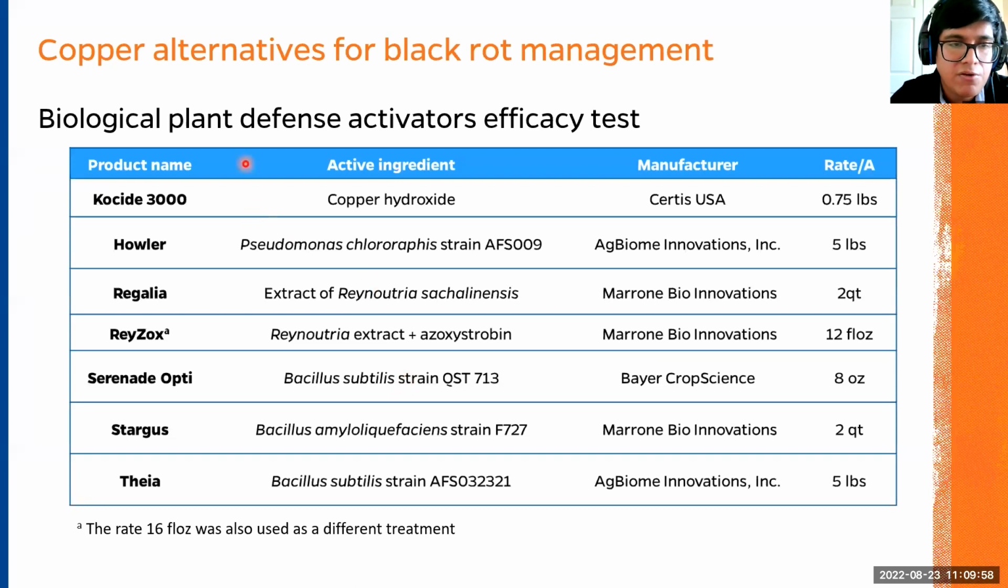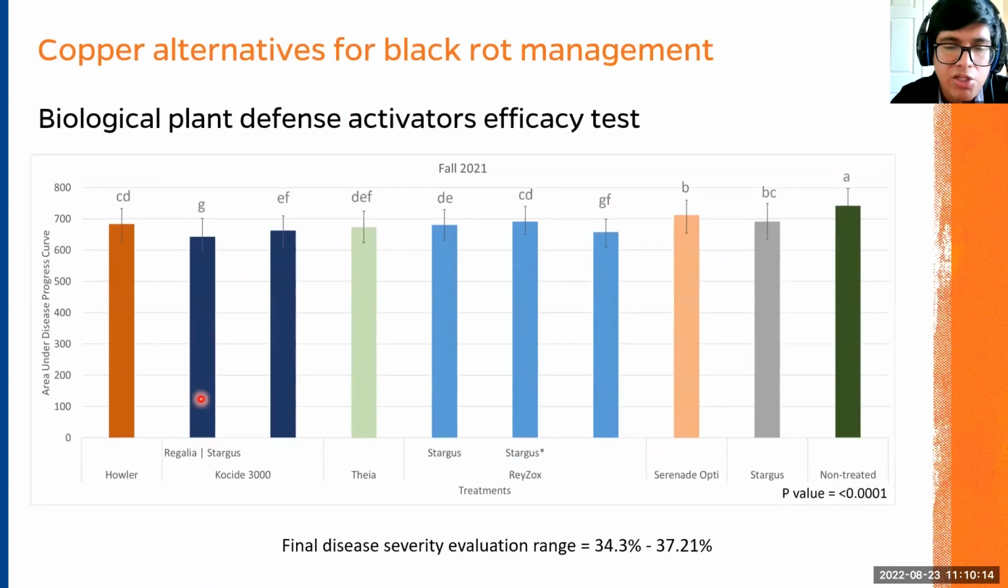The second set of trials that we conducted were testing the biological products. In this case, we're using our grower standard, Howler, Regalia, Rhapsody, Serenade Opti, Stargus, and Theia. In this case, we did things a little bit different because we didn't mix all the products.